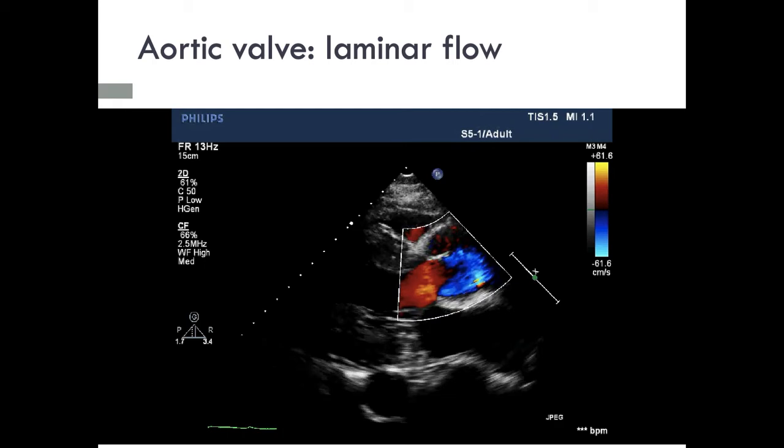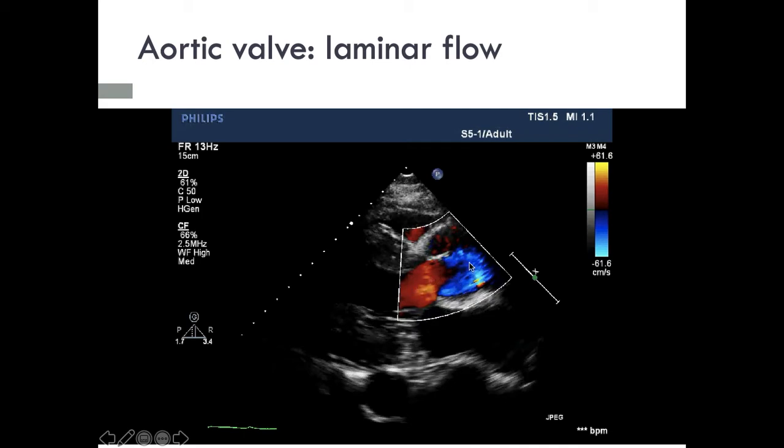So what does it look like on colour flow mapping? Flow through a normal aortic valve. This is a parasternal long axis view, and blood is flowing from the left ventricle through the outflow tract, the normal aortic valve, and into the ascending aorta. And the flow through that orifice is fairly uniform in colour.